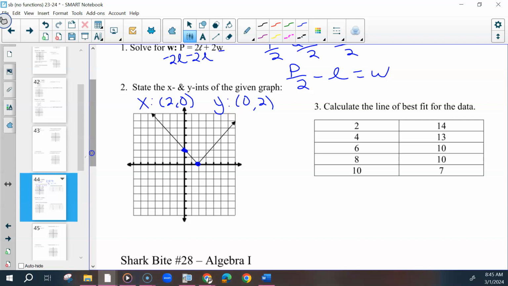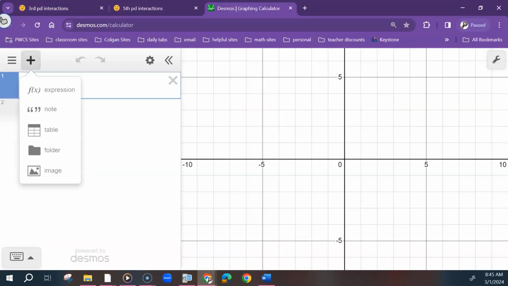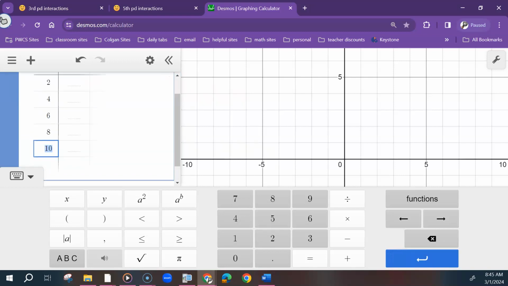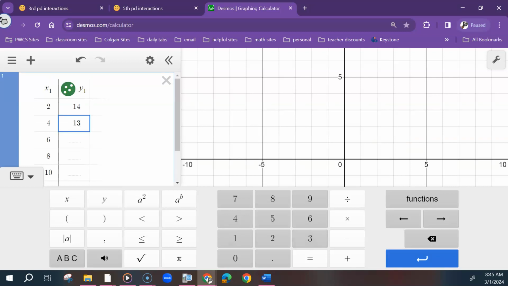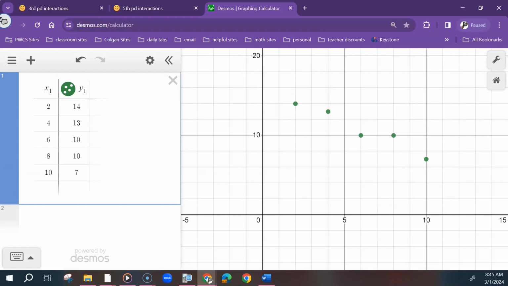And then number 3, to find the line of best fit, we're going to do that in Desmos. So if I were to make a table and put in all of my points, I can see the points are plotted.